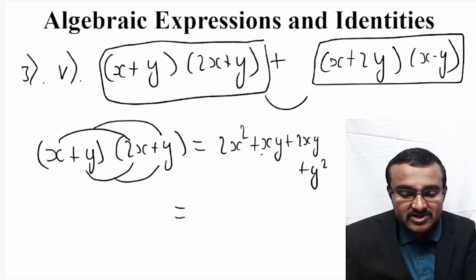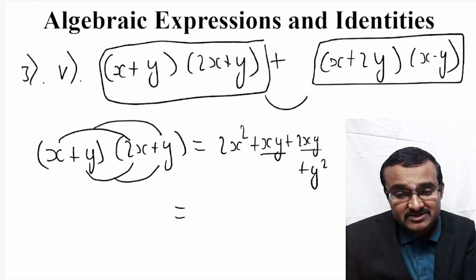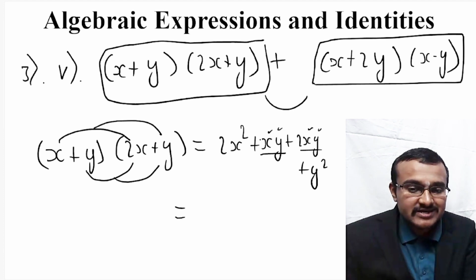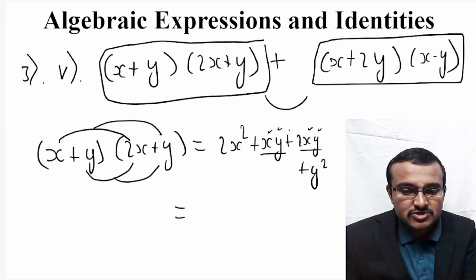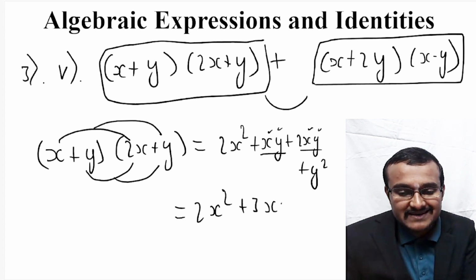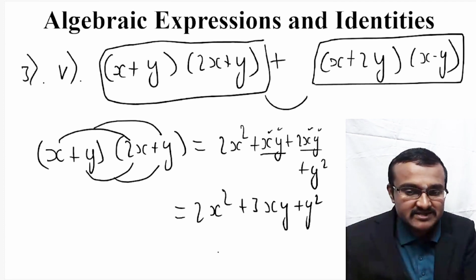Here you can see this term and this term have the same variable xy. Here also xy is there, so it is basically 1xy. So 1 plus 2 will be 3. So 2x square plus 3xy plus y square. This is the first term.